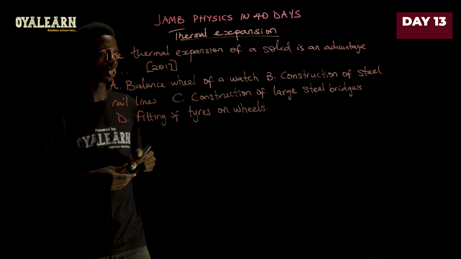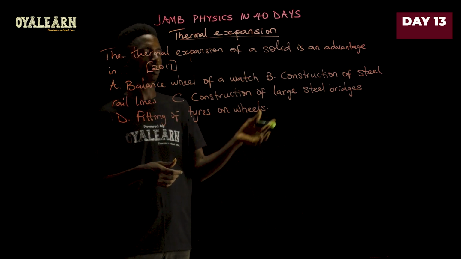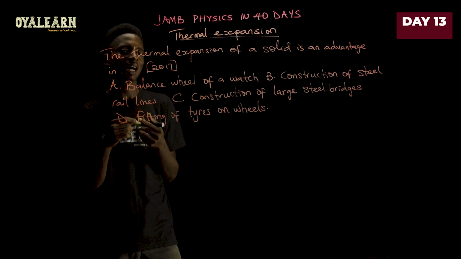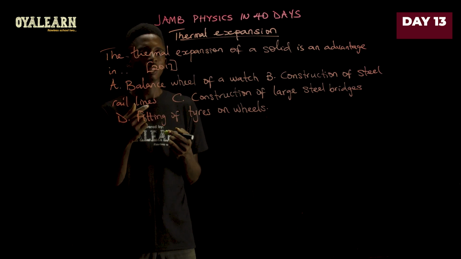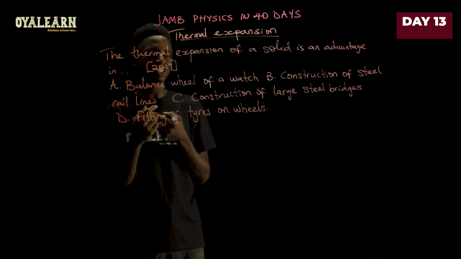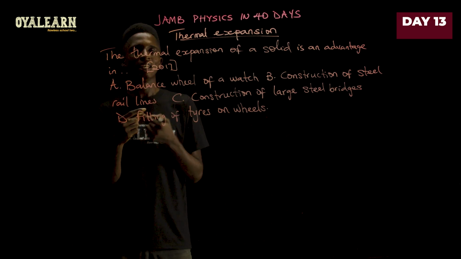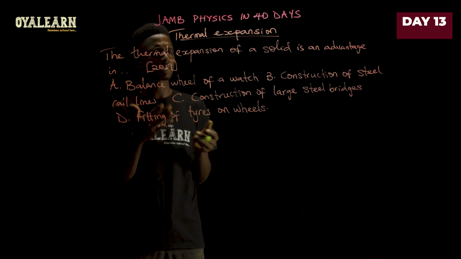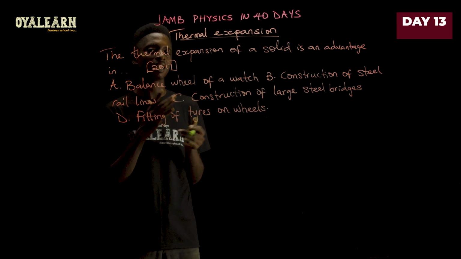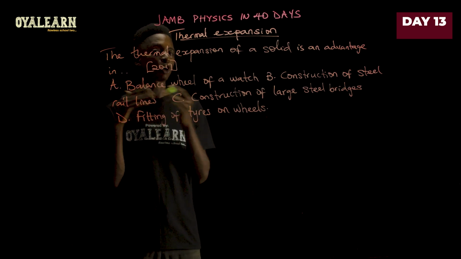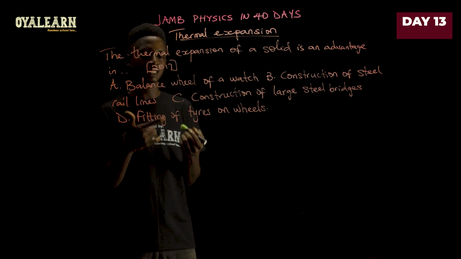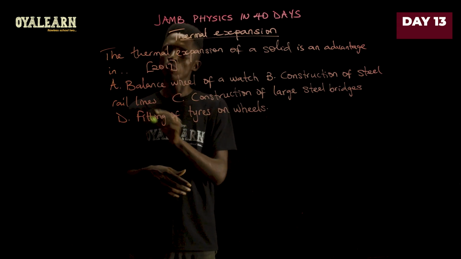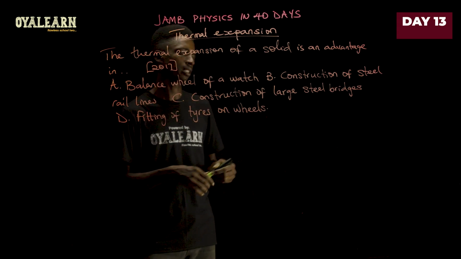So the first option we are given is in the balance wheel of a watch. Now the balance wheel of a watch is a metal strip that is built to precision. If there's a slight change in the length of that balance wheel, it will cause the watch to lose time. So in this case, you see it is not an advantage, rather it's a disadvantage, because if you cause it to expand, then the timing of that watch will no longer be correct. So this is a disadvantage, not an advantage.